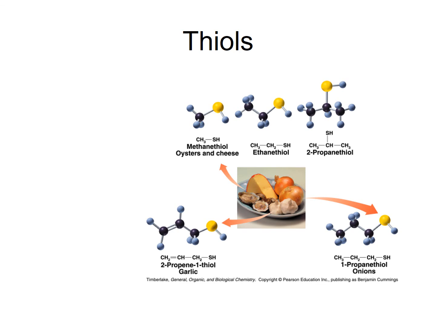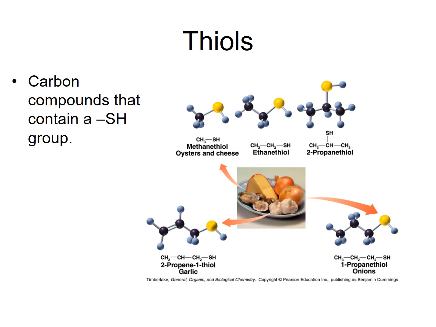You can also add in sulfurs. Sulfur will act like oxygen, but usually it won't occur in the chain. Usually the sulfur will branch off as an SH group. So if you think about it, it's a little bit like an alcohol, in that it's an OH group coming off, but instead of being a hydroxyl, we call it a thiol. Thiol. So methane thiol, ethane thiol, 2-propane thiol.